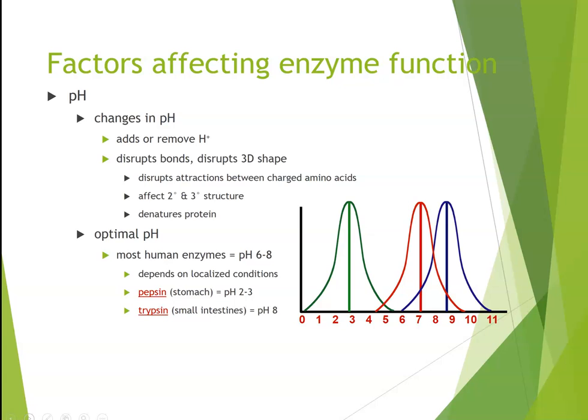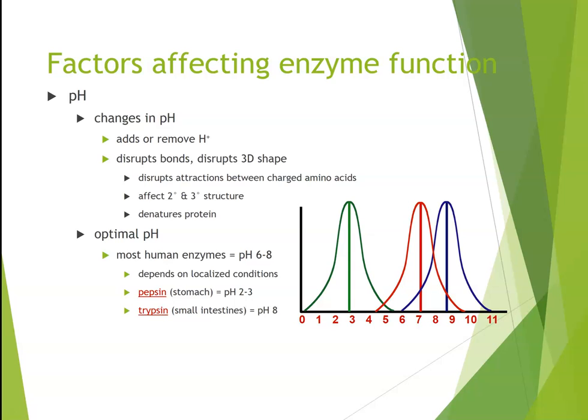pH changes can also disrupt the bonds within the different structures of the protein. Changes in pH either add or remove hydrogen ions, and those are going to disrupt the bonds that occur. It's going to affect the secondary and the tertiary structures of those proteins and cause them to denature, right? We have charged amino acids that when you add another charged molecule to it, you're going to change the configuration. You're going to change the bonds that form.